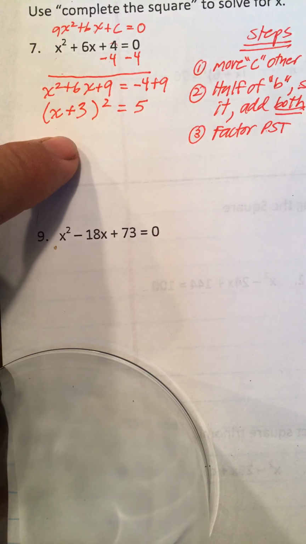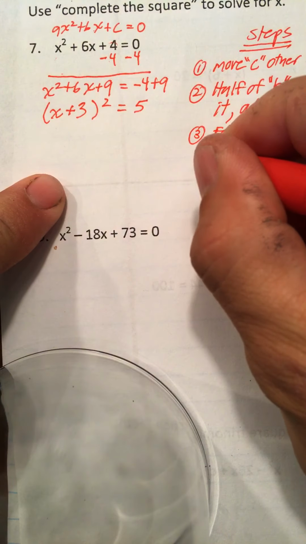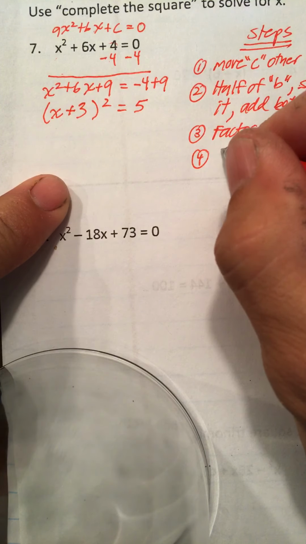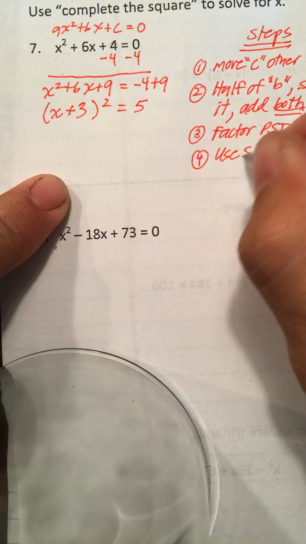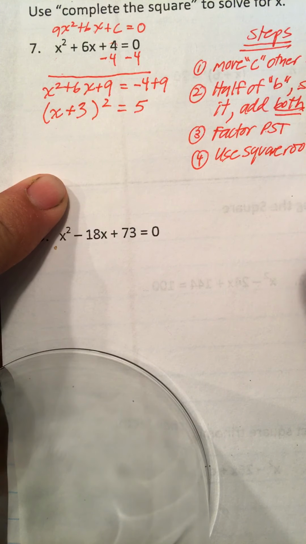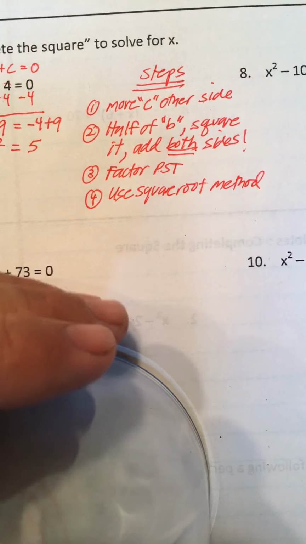Because what we do have now is a binomial squared. Okay, so what we're going to do now is use the square root method. These are our steps here that are coming along.